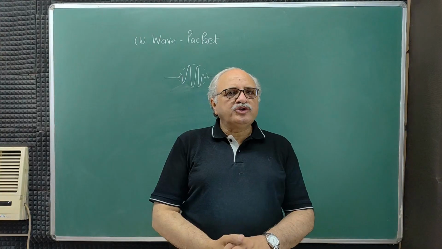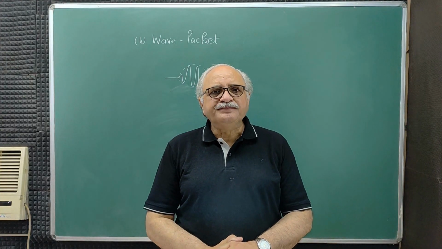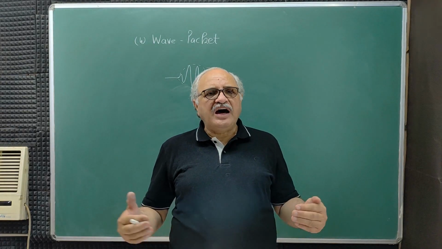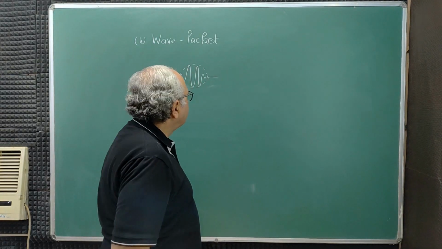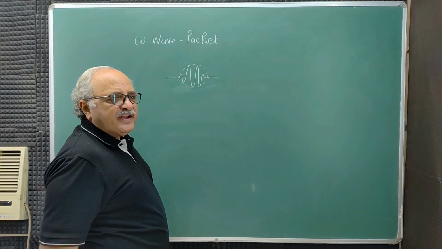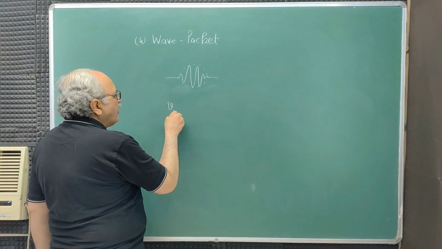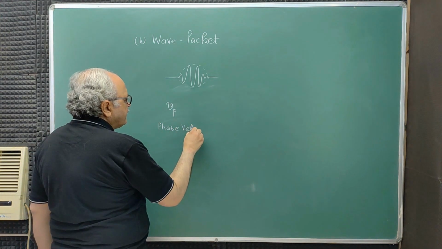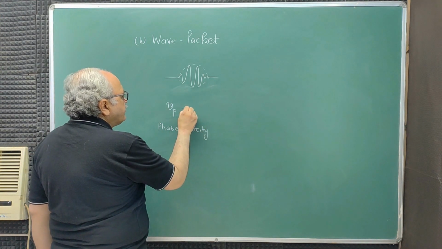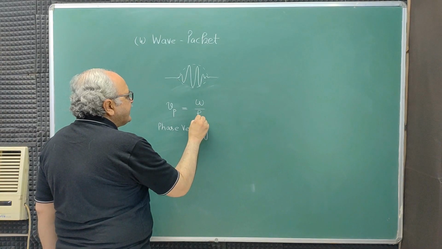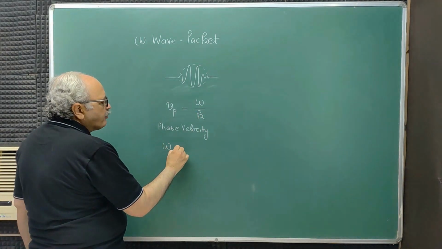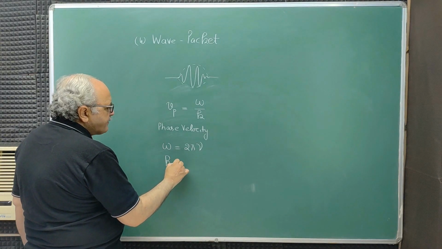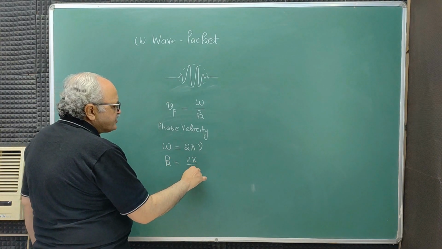So let's take the fourth point, and that is the wave packet. As you know, a wave packet is basically a superposition of a large number of harmonic waves. Such a wave packet possesses two velocities. We call one the phase velocity, which is normally written as omega by k, where omega is the angular frequency 2 pi nu and k is the propagation constant, which is 2 pi by lambda.